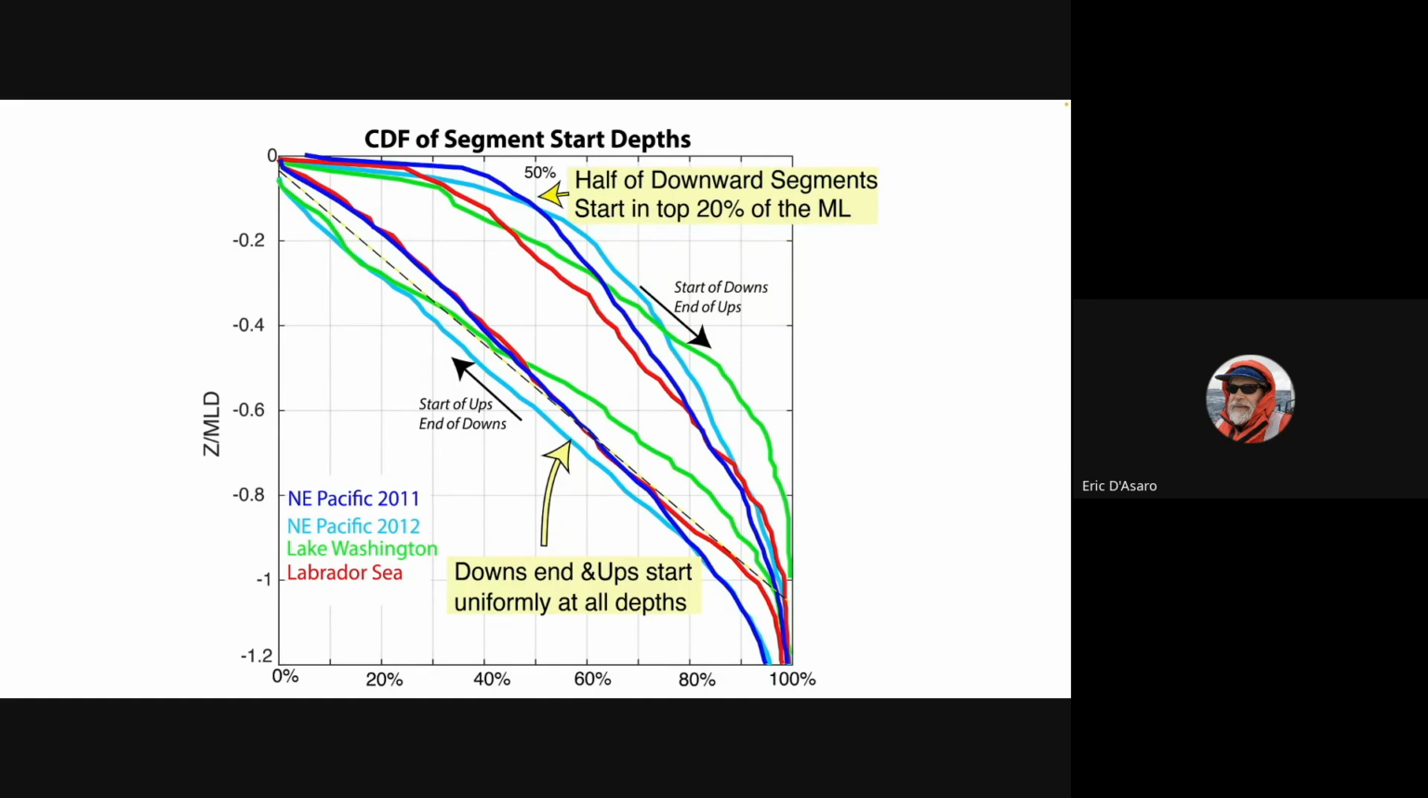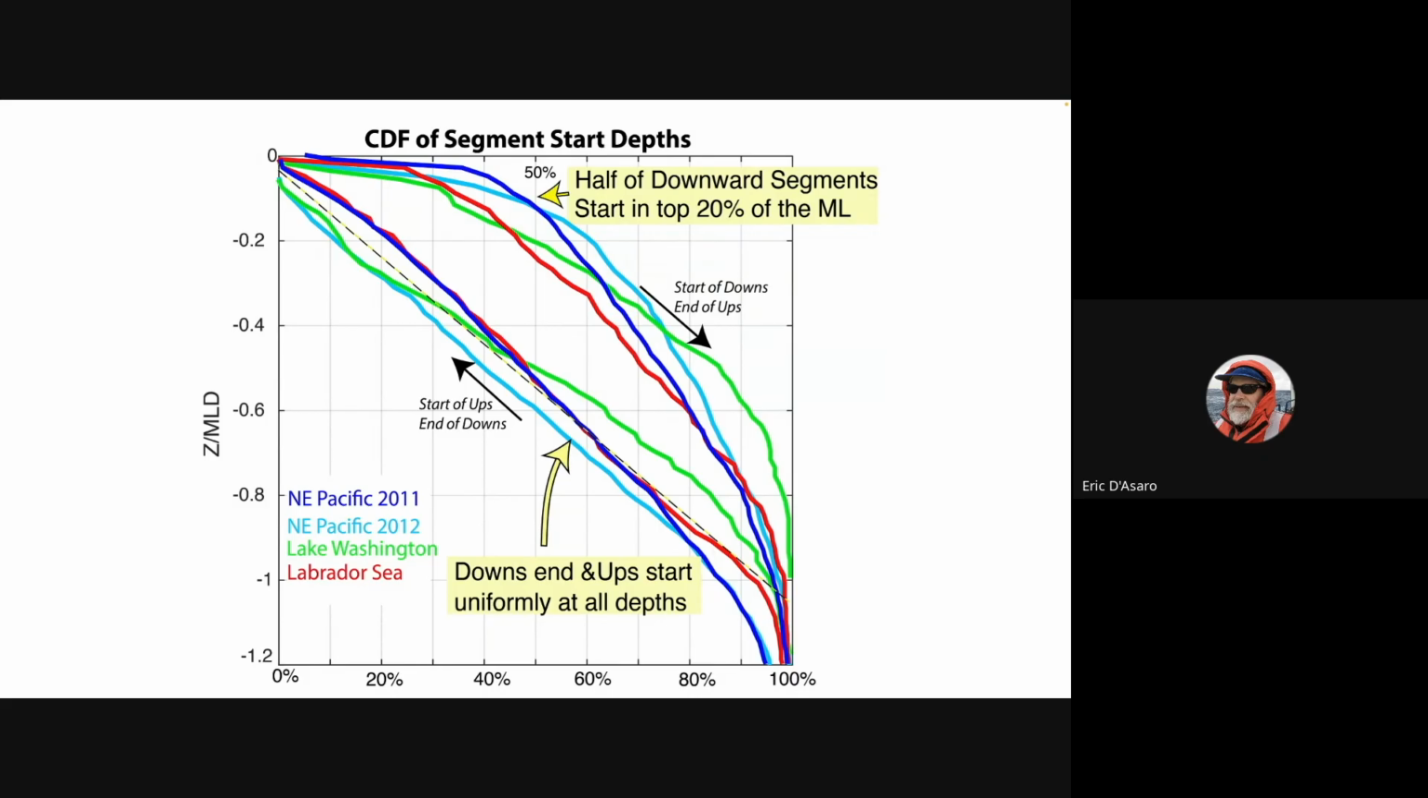Here's what the statistics look like. This is the statistics of the starting depth of downward going trajectories. And this is the statistics of the starting depth of upward going trajectories, or the ending depth of a downward going trajectory, because a down always is followed by an up. What you see is a whole lot of data. About 50% is up here in the top 20%. In other words, half the downward segments start in the upper 20% of the mixed layer. This is normalized by mixed layer depth.